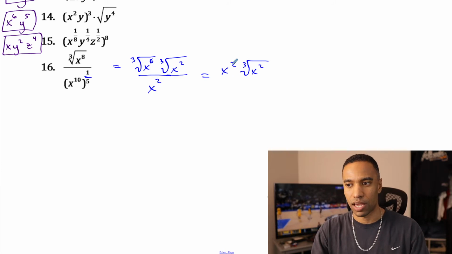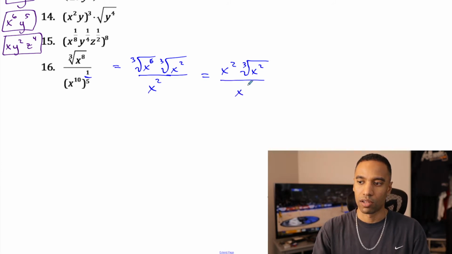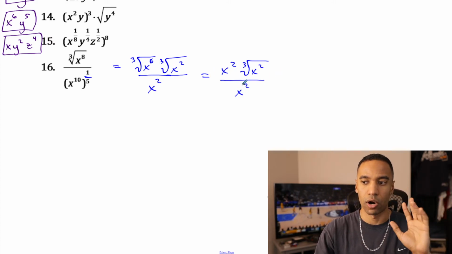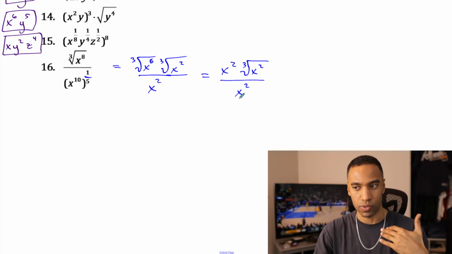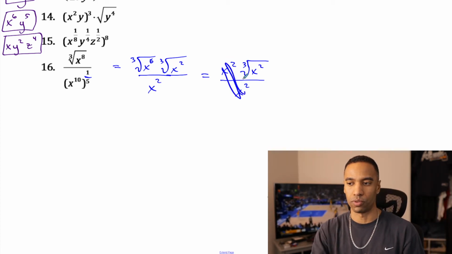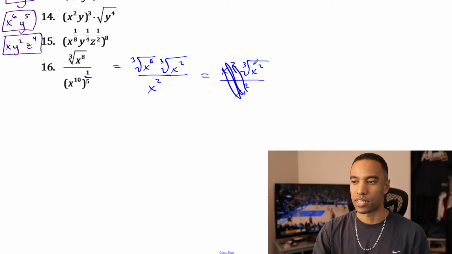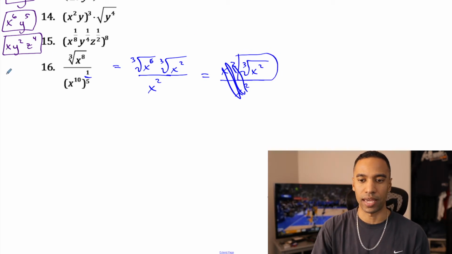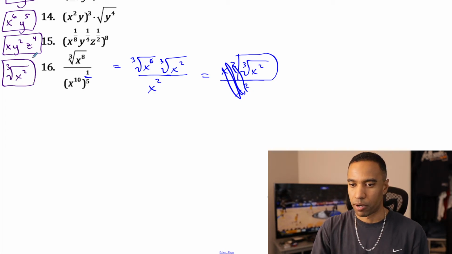So I have x squared times the cube root of x squared, all divided by x squared. A lot of x squareds here. Now these x squareds are rational numbers. They're not inside of a radical, so they can interact with each other, such that I will divide x squared by x squared, and then you will get 1. And then you just have the cube root of x squared left, and that would actually just be your final answer. So you get the cube root of x squared. That's one way to do the problem.